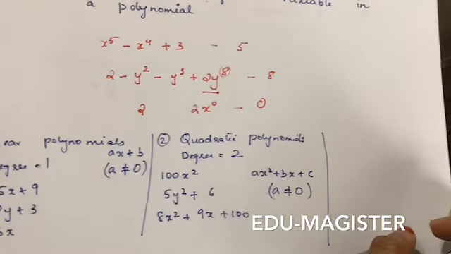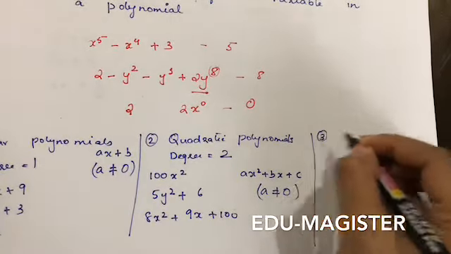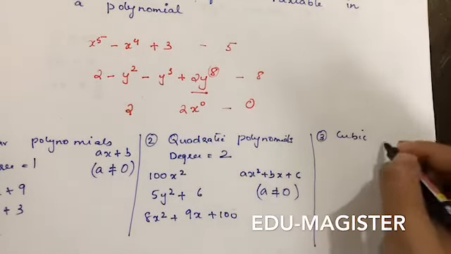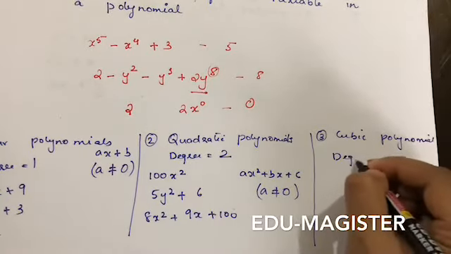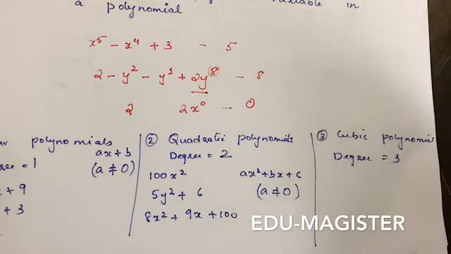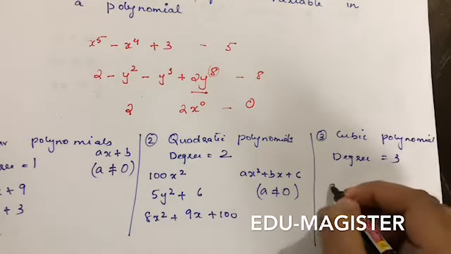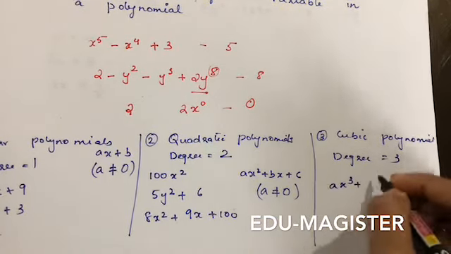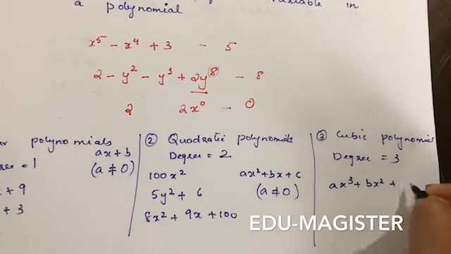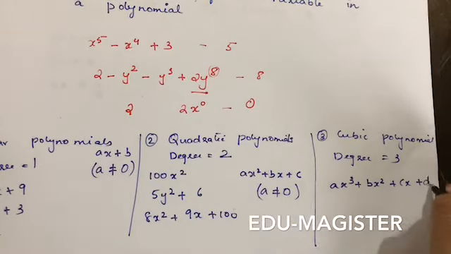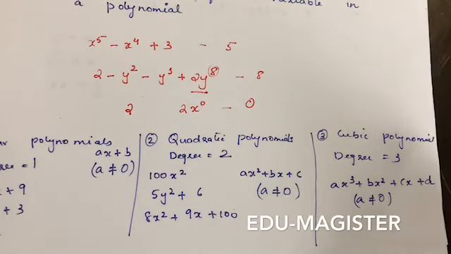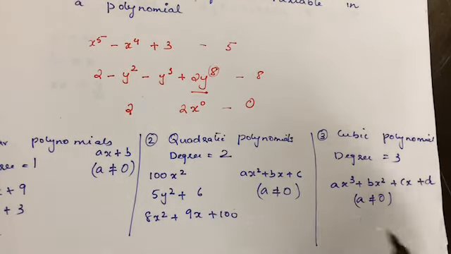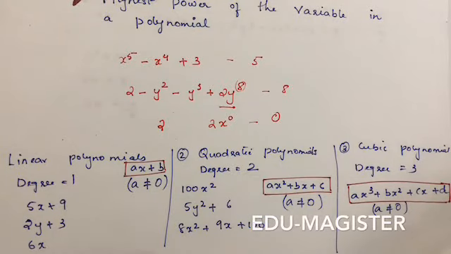Now, the third type is cubic polynomial. That means polynomial with degree 3. Cubic polynomial is always of the type ax cube plus bx square plus cx plus d, a never equal to 0. Okay. Now, please note that here a, b, c and d are constants.